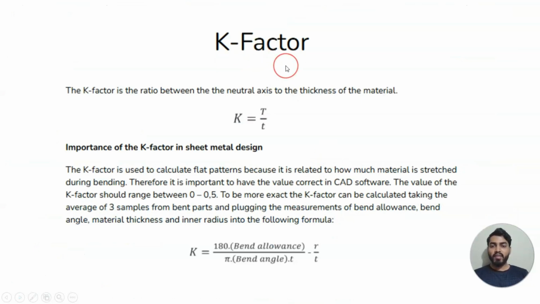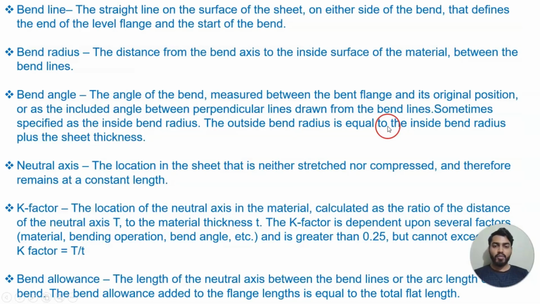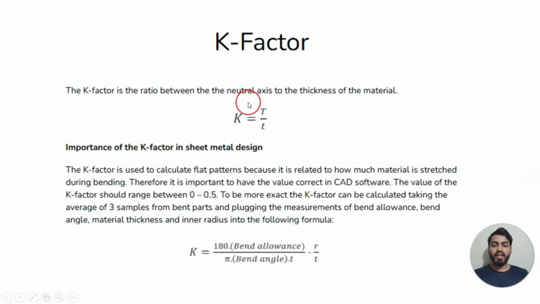So what is meant by K factor? K factor is nothing but the ratio between the neutral axis and the thickness of the material. So K equals capital T by small t. As you can see here, this is the neutral axis distance. So capital T by the thickness of the sheet, then we are able to get the K factor value.